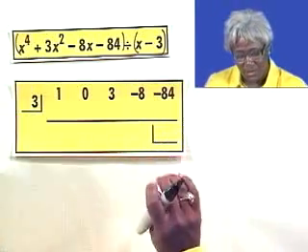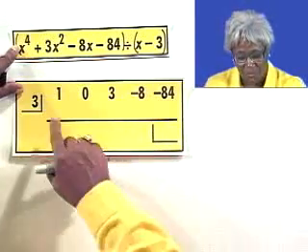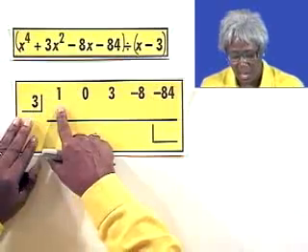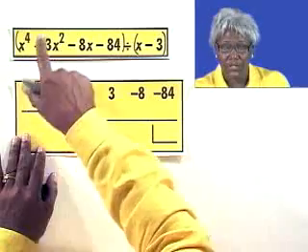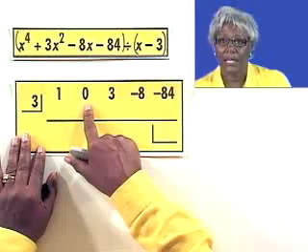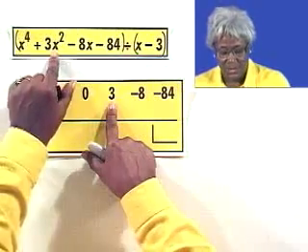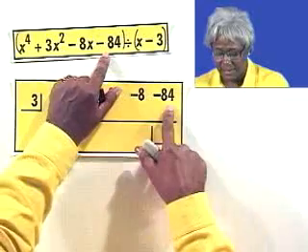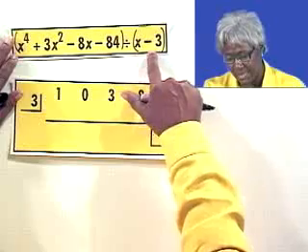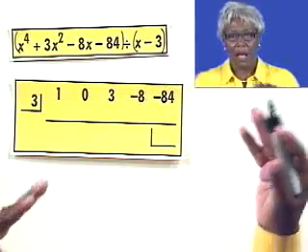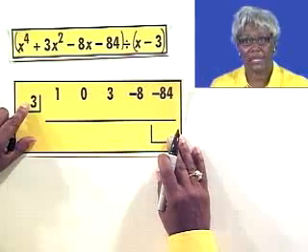what you do is you take the coefficients of each of the terms. Well, the coefficient of x to the fourth is 1. Notice there's a 0 here, and that's critical. Since I don't have an x to the third coefficient, I replaced it with 0. And now it's the 3, because that's x squared, and then x is a negative 8 and a negative 84. Okay? Now, since our divisor is x minus 3, I'm going to take the opposite, which is a positive 3, and put this term, the number 3, here.